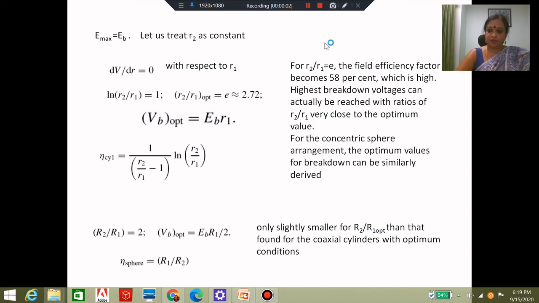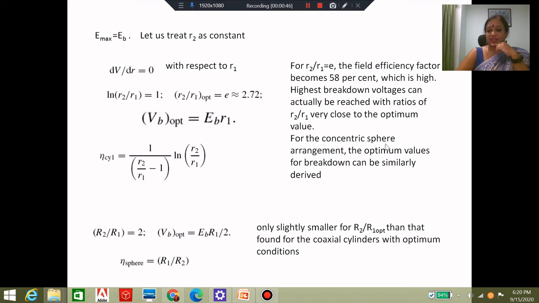So once we have optimized the cylindrical part, we now need to optimize the elbow joint as well. Now, if we proceed in the same manner, in the sense that we do dV/dr with respect to R1, keeping R2 constant. So again, here we are talking about capital R2. So dV/dr with respect to capital R1, keeping R2 constant, will give me R2 by R1 is equal to 2, in which case the optimum voltage would be EB R1 by 2. And the field efficiency factor in this case is R1 by R2.